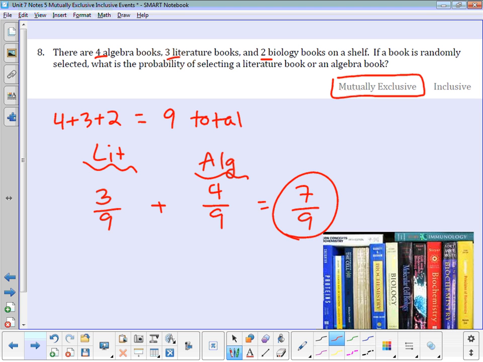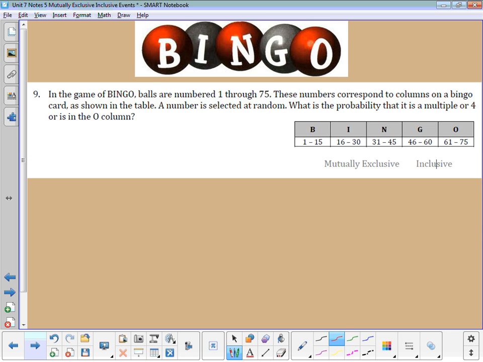Number 9, this is a fun one. So now we're looking at a bingo card. And in the game of bingo, you've got 5 columns that are labeled with B, I, N, G, and O. Inside each of those columns, there's a group of numbers. So the B has 1 through 15, I has 16 through 30, N has 31 through 45, G is 46 through 60, O is 61 through 75. We are looking for the probability that a number is a multiple of 4 or is in the O column.